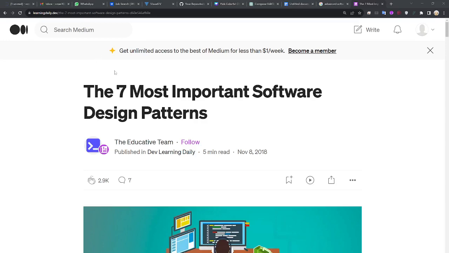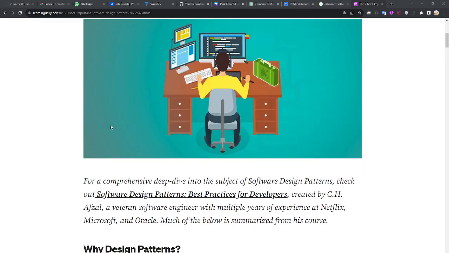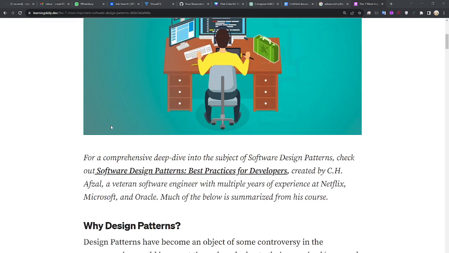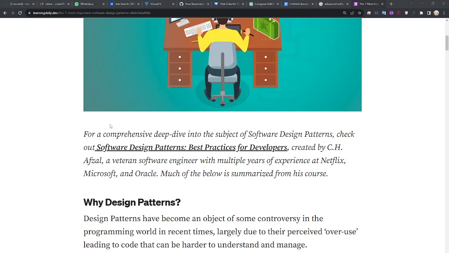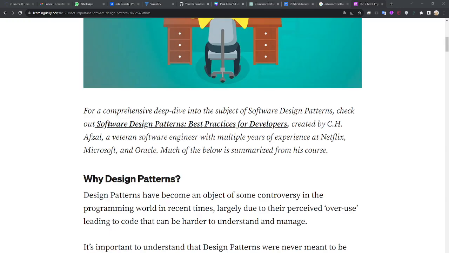This is a blog post from the Medium website, talking about the 7 most important software design patterns. For a comprehensive deep dive into the subject of software design patterns, check out software created by someone.